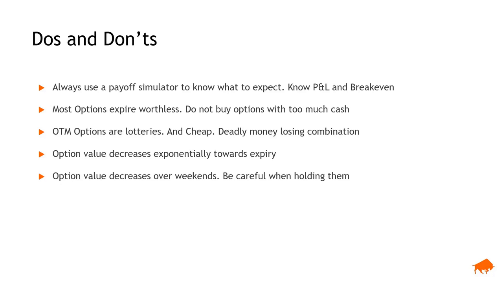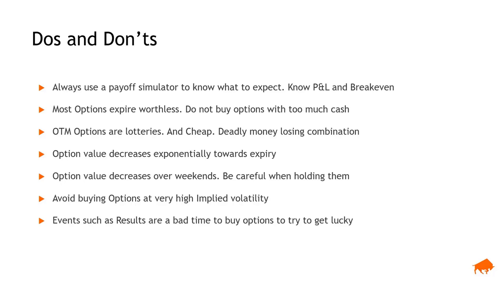Option values decrease over the weekend, so you have to be careful when you are holding them, and avoid buying options at very high implied volatility. Why? Because if implied volatility comes down, your options are going to lose value and you are going to make losses. And higher the implied volatility, higher the option price. So if you buy at high implied volatility, you're paying too high a price to buy an option.